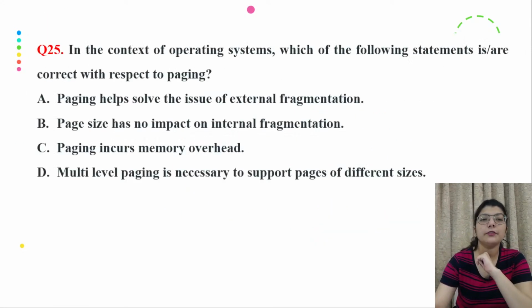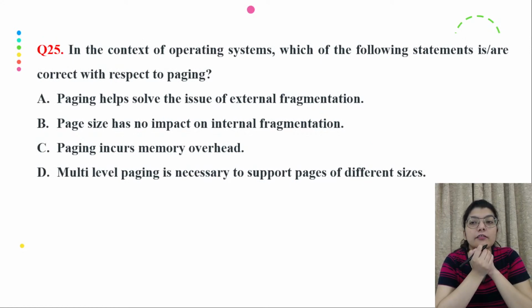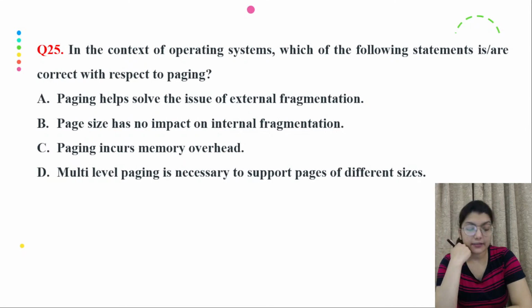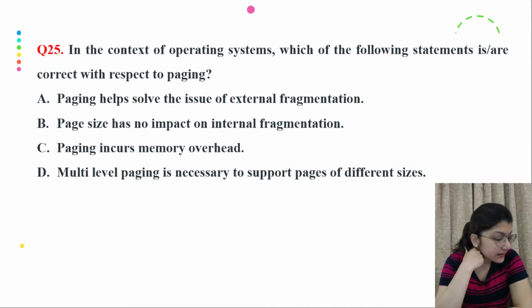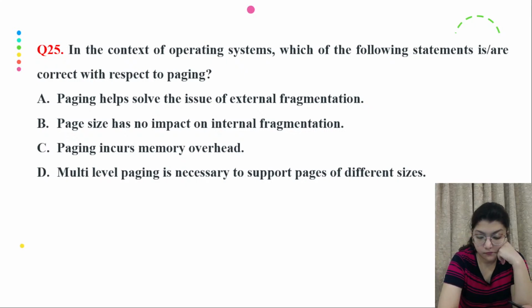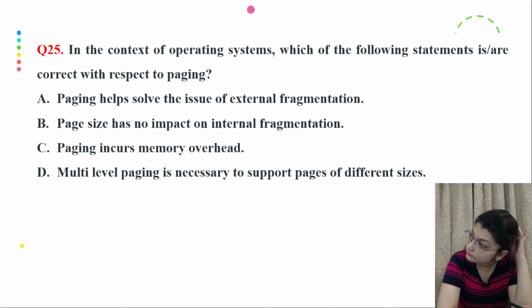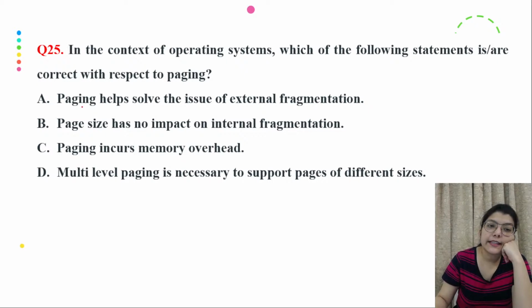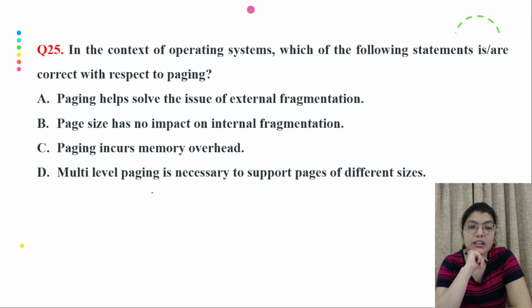Okay, now moving on. In the context of operating system, which of the following statements are correct with respect to paging? Now they have given you 4 statements and more than one statement is correct. So what is the answer for this one? Out of A and B, one is saying paging helps solve the issue of external fragmentation, and the other is saying page size has no impact on internal fragmentation. Paging incurs memory overhead and multi-level paging is necessary to support pages of different sizes.